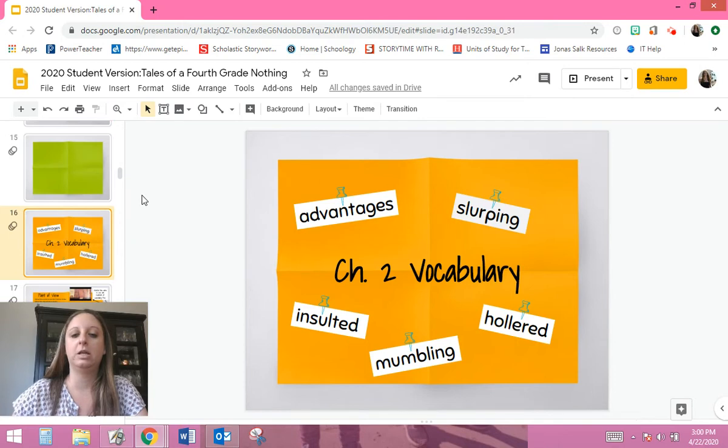So today you're going to be copying and pasting the definitions for these 5 words: advantages, slurping, hollered, mumbling, and insulted. Those were words from what you just listened to. Remember, you go to dictionary.com to find those words, and then you just copy and paste them into this page.